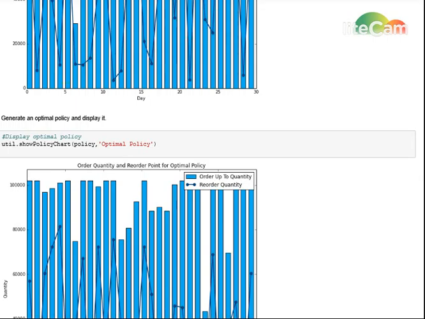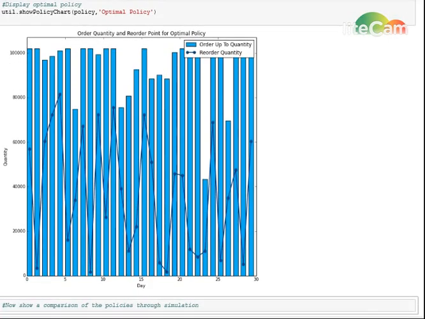This is the optimal policy. It is very similar to the forecast-based policy. There are some differences. For instance, on the 7th day, the reorder points and the reorder quantities are higher. This is because the demand for the next 3 days is low, as I pointed out before, but the day after that it goes up. So the algorithm adds an extra day of inventory.